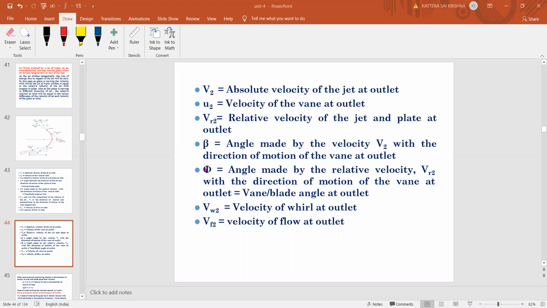Next, phi is the vane angle at the outlet. VW2 is the velocity of whirl at outlet. VF2 is the velocity of flow at outlet. At the outlet the same things will be there, except alpha will be taken as beta and theta is taken as phi.